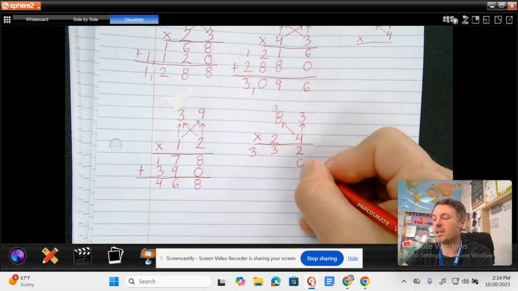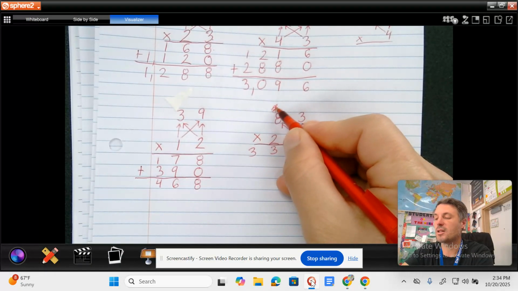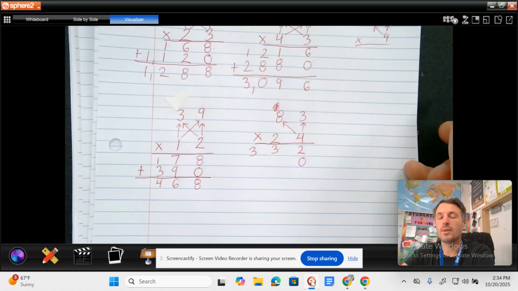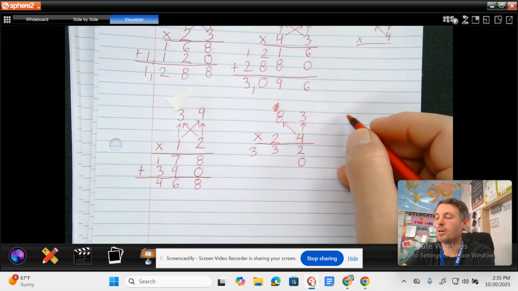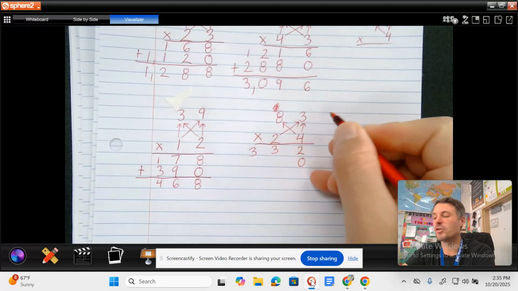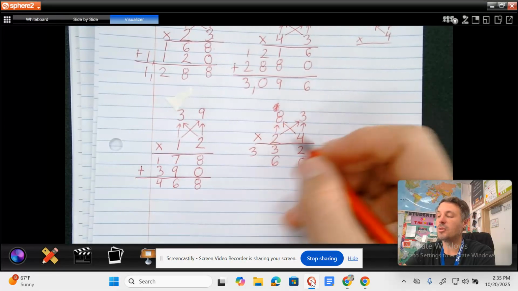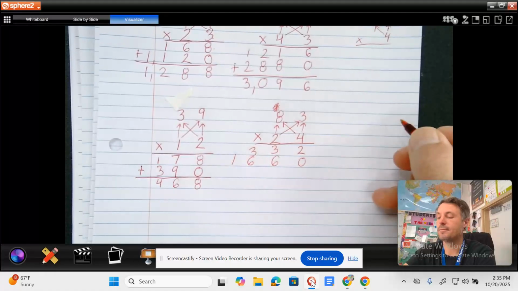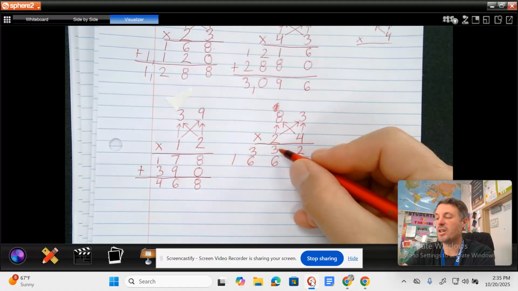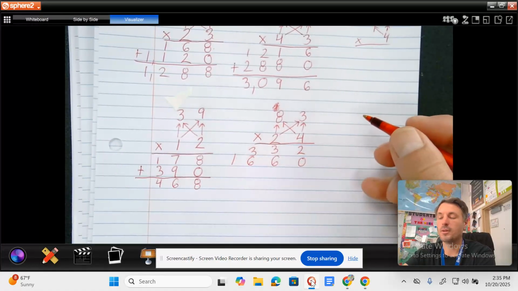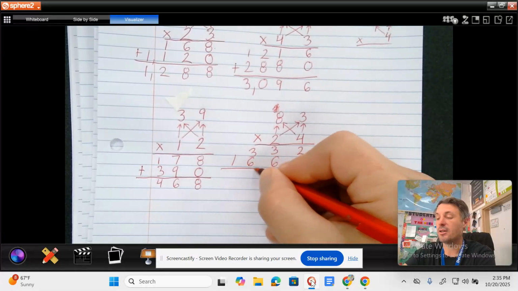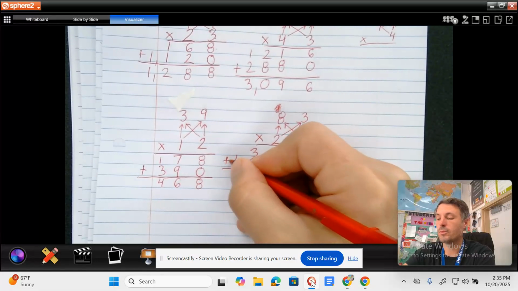After that, we put our placeholder, and we erase or cross off what we carried. Then we move on to the next number. We do 2 times 3 first. 2 times 3 is 6. Then we do 2 times 8. 2 times 8 is 16. Notice how I keep everything in nice straight columns down here. You want to make sure you're adding the right numbers together.